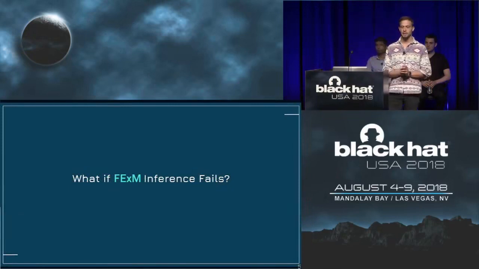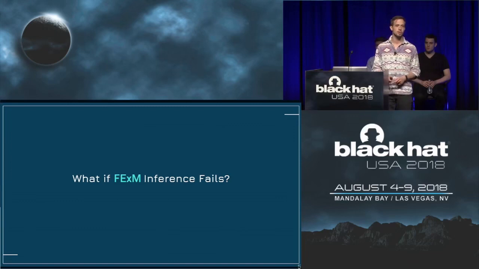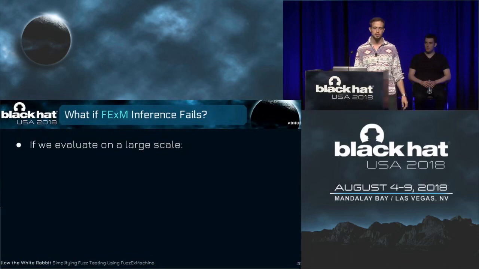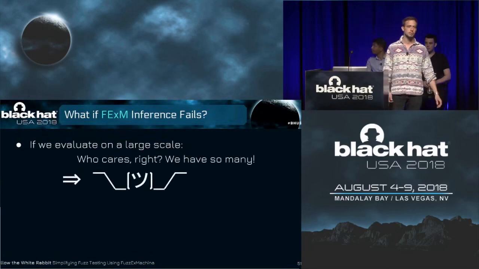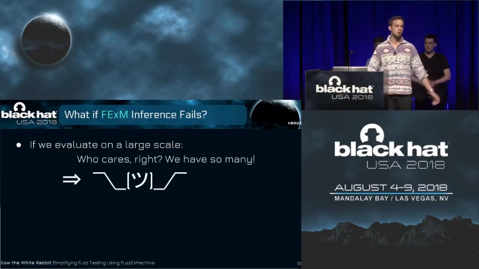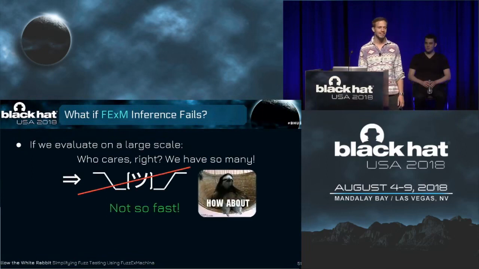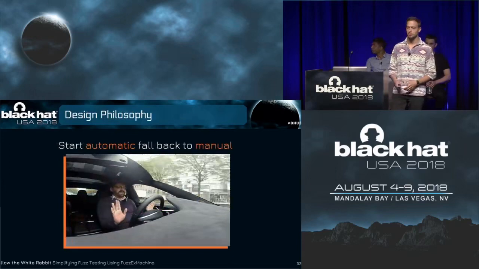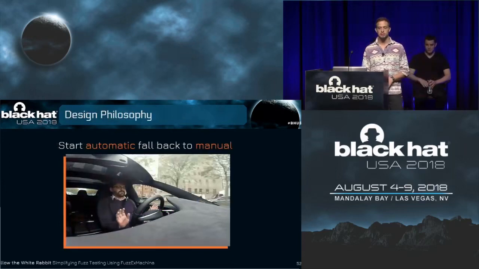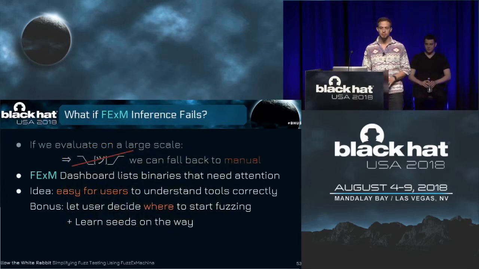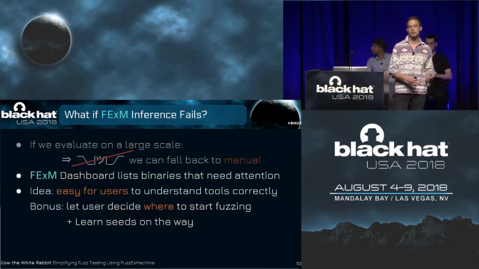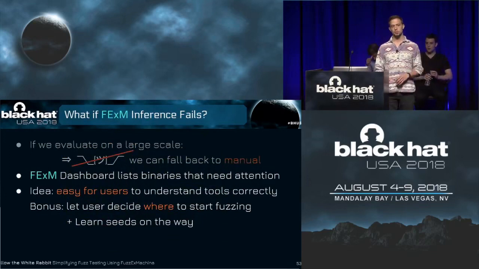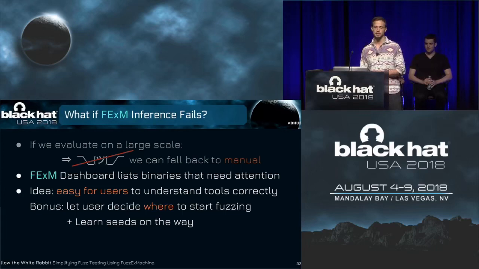Continuing on. What if FExM inference fails? What if we cannot do it fully automated? Well, we have so many packages. We ran it on 200 packages. Who cares, right? We cannot run it, we just drop it. No, that's obviously not true. That would be boring. As Bhargava said in the beginning, you've seen this slide before. When automatic mode fails, we fall back to manual. We introduced a new way to deal with AFL, which is easy to use, hopefully, and hopefully makes sense.